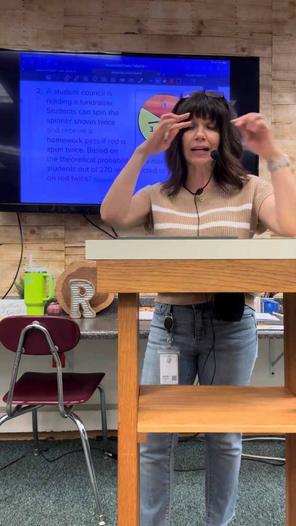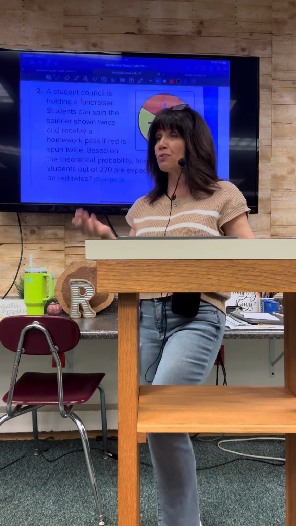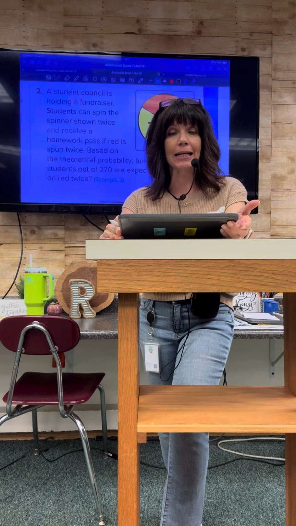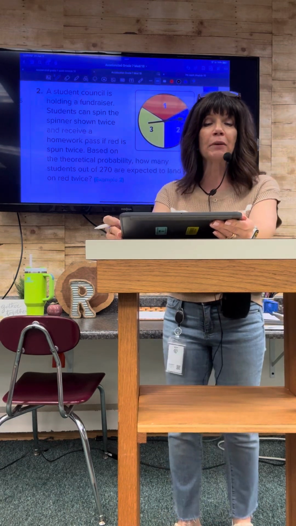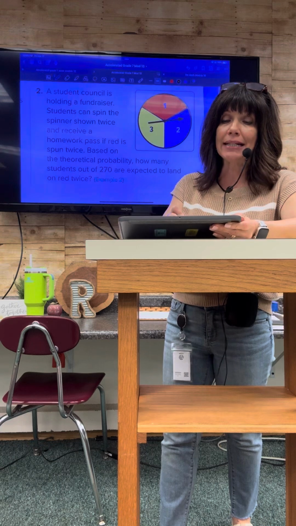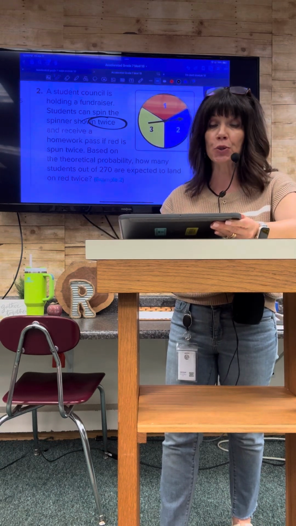Here we have a spinner. It appears to be equally spaced with how many items? 3. 3 colors, 3 numbers, whichever they're talking about. Let's see. A student council is holding a fundraiser. Students can spin the spinner shown how many times? Twice. So we're going to be doing 2 spins.